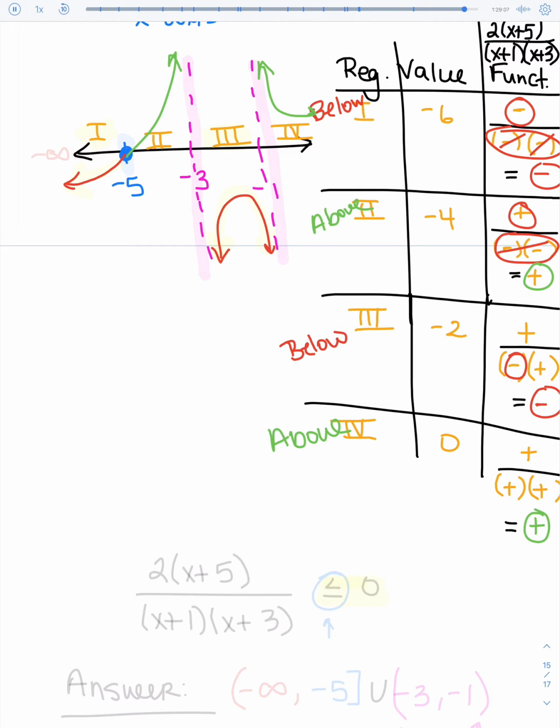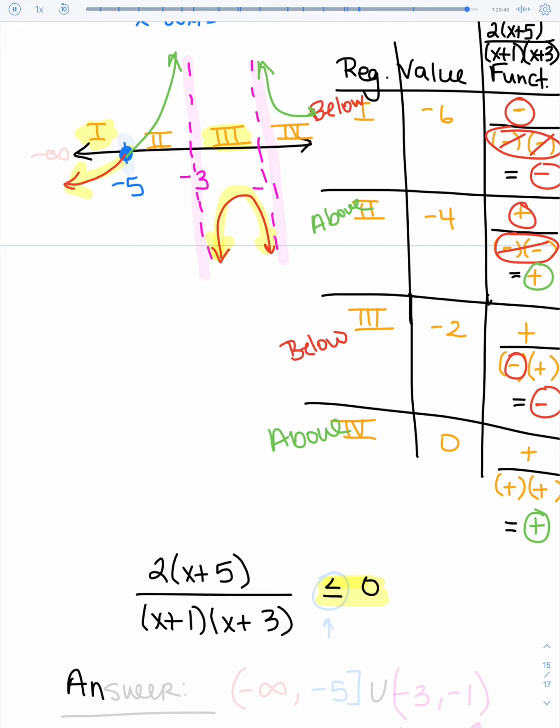So let's remind ourselves of what we were looking at. We were looking at 2 times x plus 5 over x plus 1 times x plus 3, and we had 0 on the other side. Let's look and see what inequality was in the middle. It was a less than or equal to. What does less than or equal to 0 mean? It means you want the parts of your graph that are below the x-axis. There are 2 regions that do that, staying completely below the x-axis: region 1 and region 3.